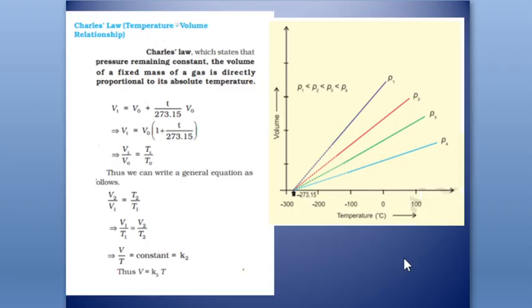Passing through the 0 point, they all meet at minus 273.15 degrees centigrade.